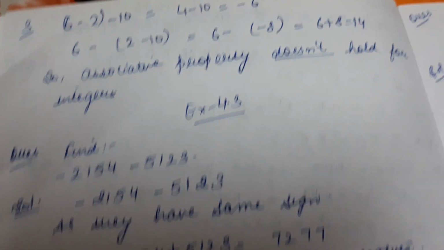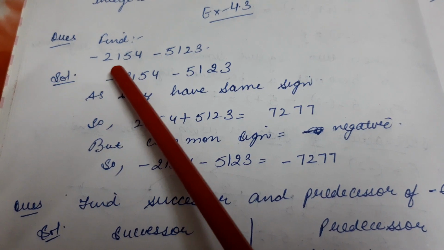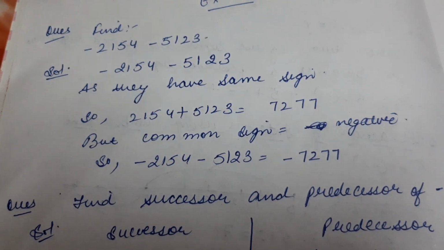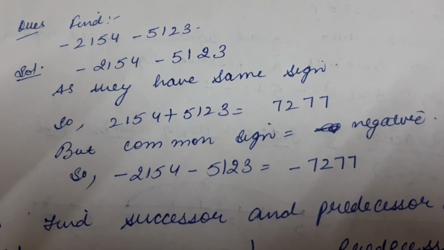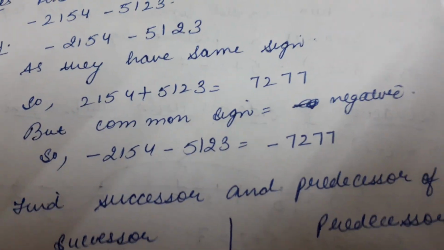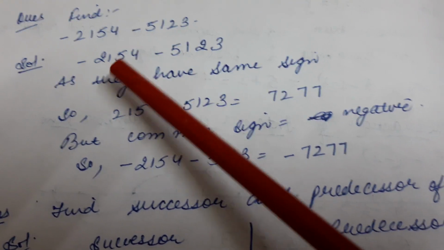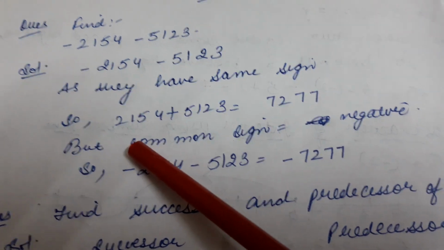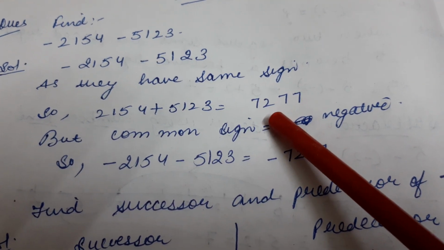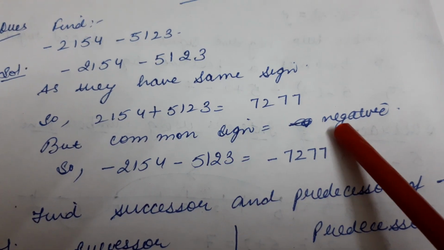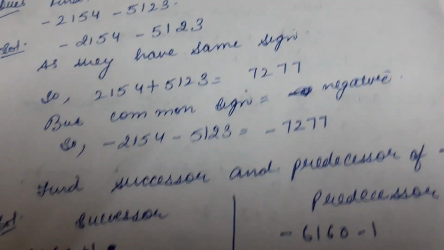Next, let us discuss the exercise 4.3. Find minus 2154 minus 5123. Now see here, we have both the integers negative. As they have the same sign, so what we do? We simply add them and then put the common sign. So adding 2154 and 5123, we get 7277. Here the common sign is negative, so the answer is minus 7277.